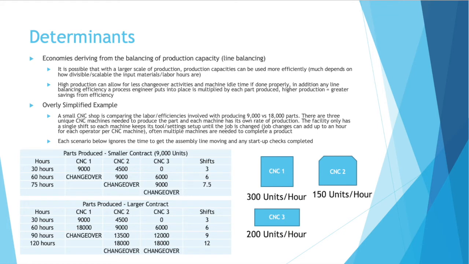Also, keep in mind that the changeover takes time, so you have to pay those employees for that labor. You're going to do the same amount of changeover, whether it's 9,000 parts or 18,000 parts. So the changeover costs are a smaller portion of the bigger contract, another efficiency to bigger production schedules.